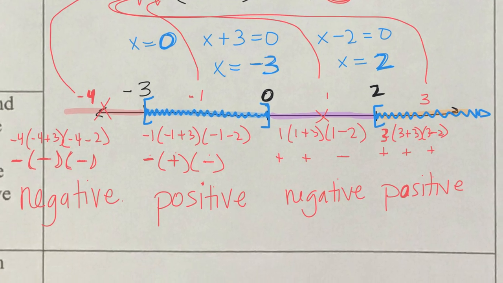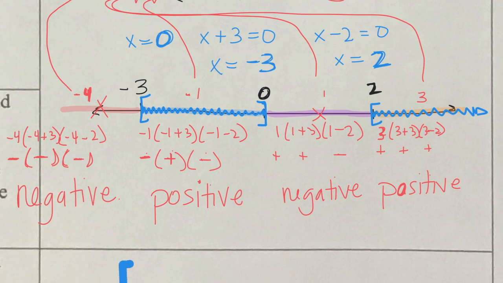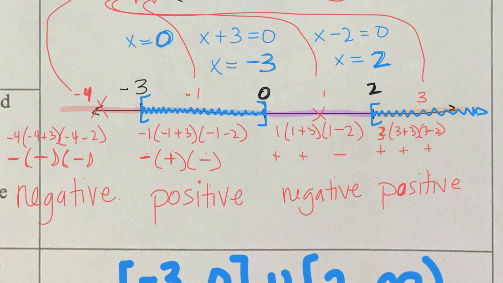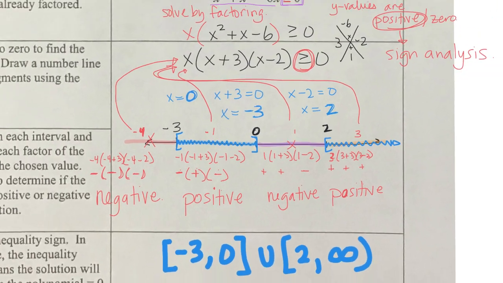Okay, so now I can write down my answer, my solution to where my graph is greater than or equal to 0, is from negative 3 to 0, and then again from 2 to positive infinity. Okay, so our answer to an inequality is an interval. All of the places where the graph is positive. But we're only using one number to check. Only use one number in that interval to check because it represents the whole entire thing.